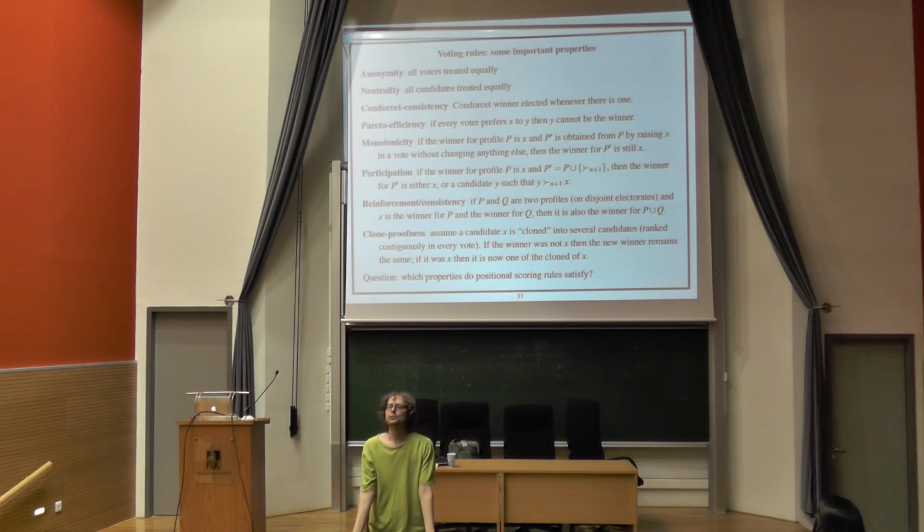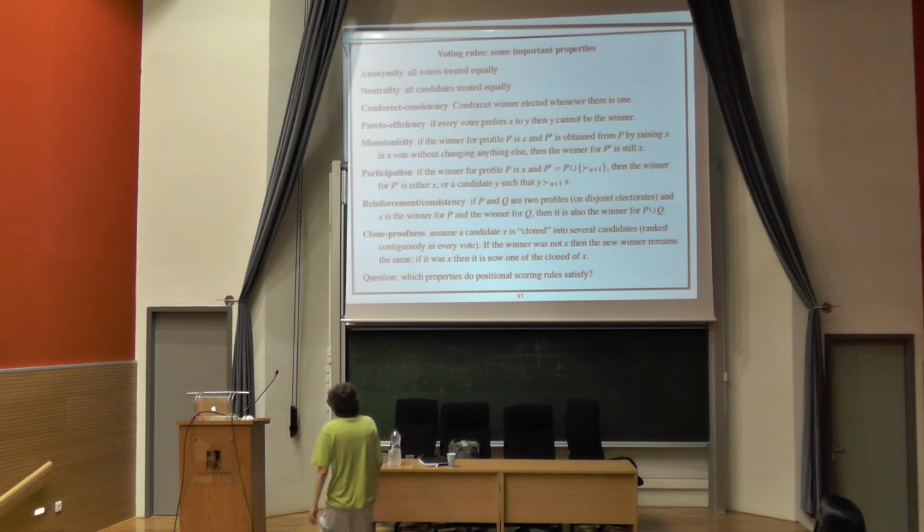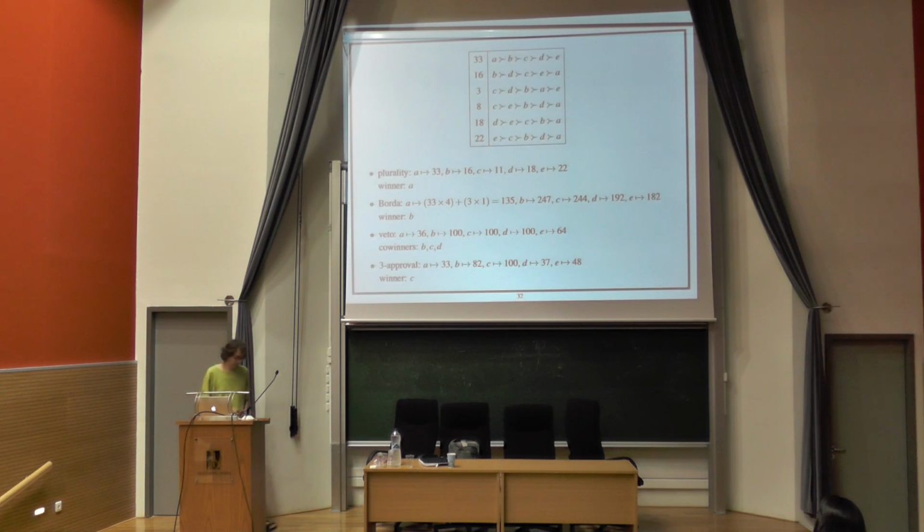What about clone proofness? Take plurality, for instance. Plurality, the winner was A. Let's clone A, so now we have A1 and A2. What can happen?